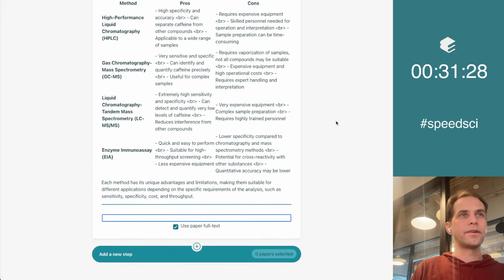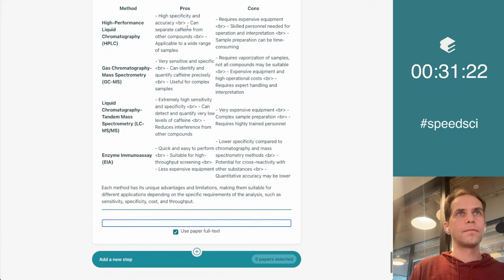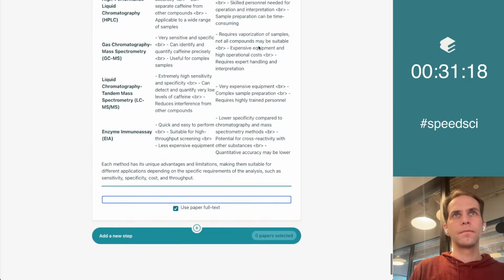Small rendering bugs here. We'll fix those quickly. Seems like the cons for all of these is basically expensive equipment, except for enzyme immunoassay.